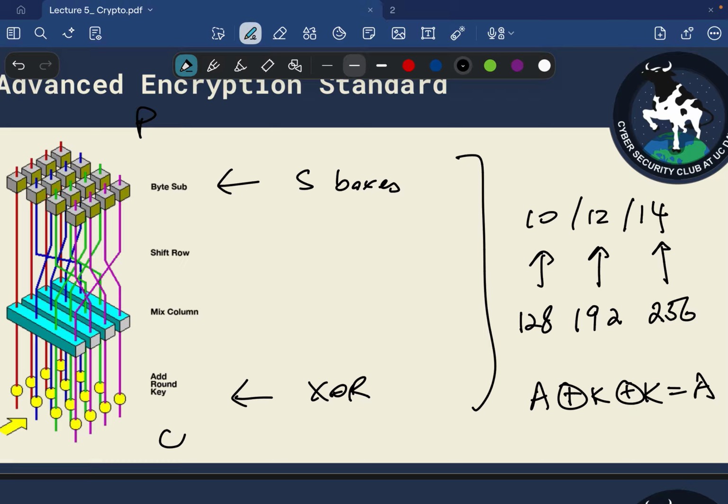Then you do this mixed column. Mixed column just literally takes the different columns and you reverse the mixing, because the mixing is defined. So you just literally reverse that. Shift row is also the same. Shift row looks like this, so if you have, that's what shift row does.